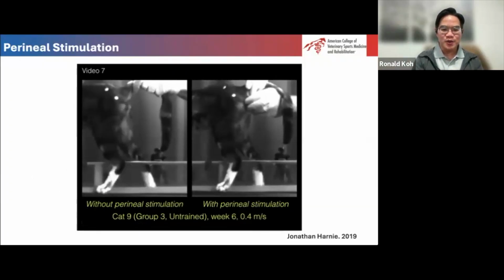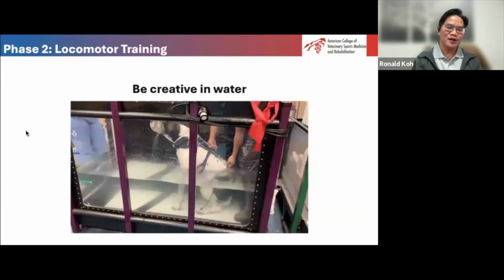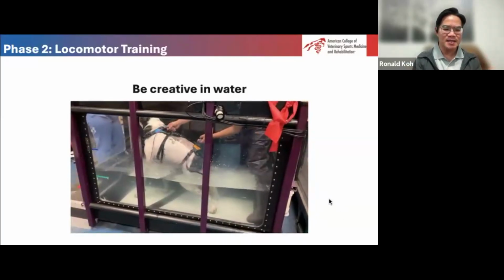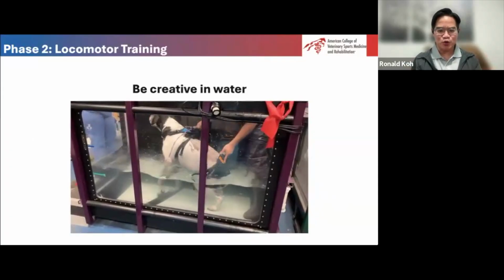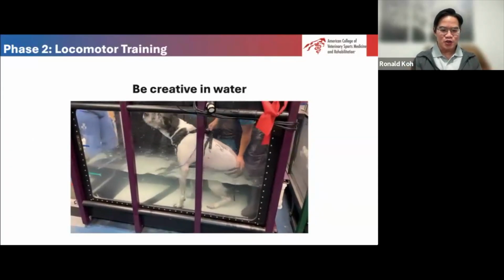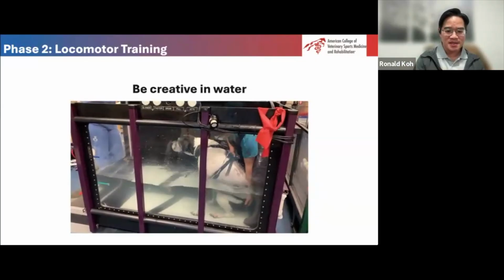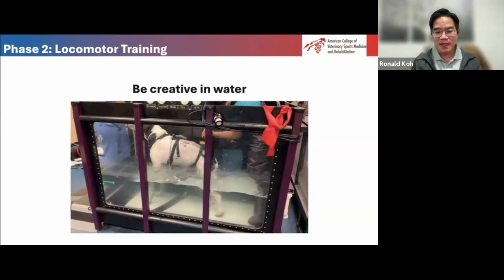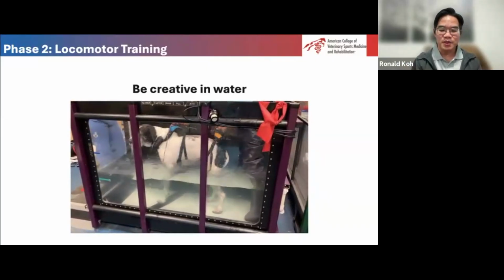So if you are not doing this yet for your neuro patients, I hope that you will learn at least one technique today that could help your patients in your neuro rehabilitation. In the water, always be creative because the water can float them. So I could do sit to stand, side stepping, backward walking. Small dog, you could even do circles, figure eight in the water. You don't necessarily have to turn on the treadmill because some dogs don't like the treadmill. So you just need to be more creative.